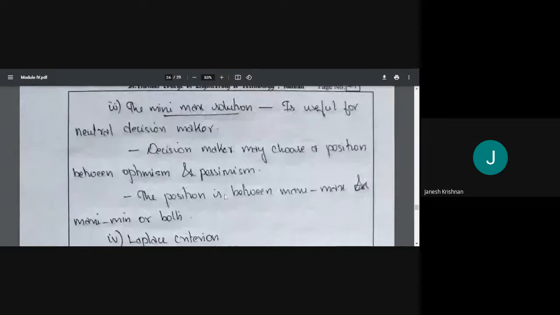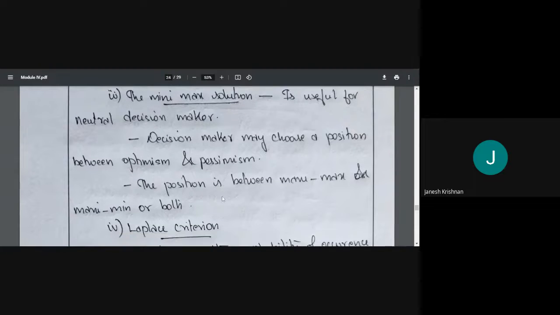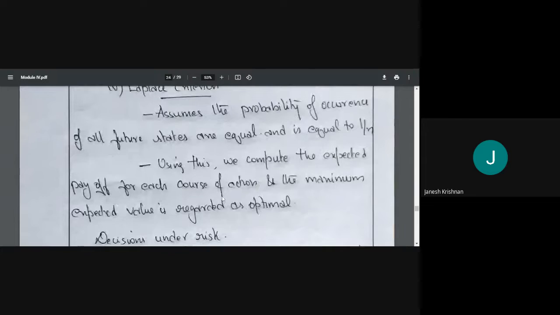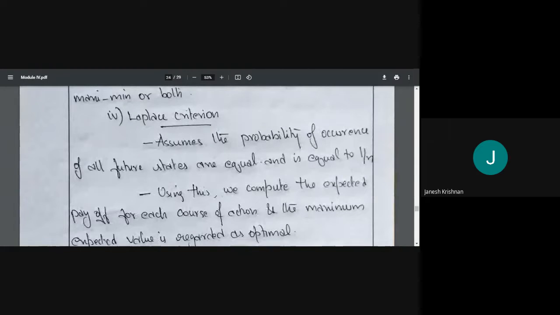Then minimax solution means it is in between. That is, we are neither pessimistic nor optimistic. We are taking a middle route. Okay. Then Laplace criteria means here the probabilities matter. Similarly, we have 4 occurrences, right? So the alternatives are 4 states of occurrence. So we assume that the probability of occurrence of all of them is 1 by n. So if 4 is there, 1 by 4.